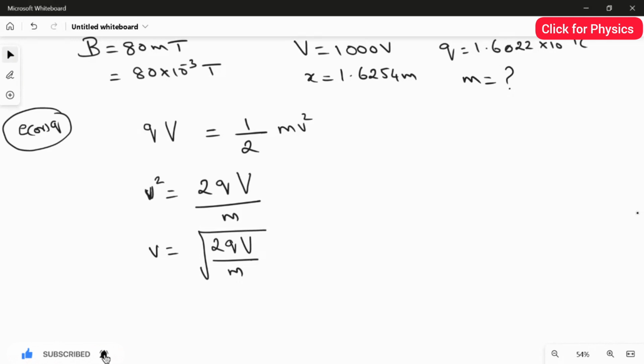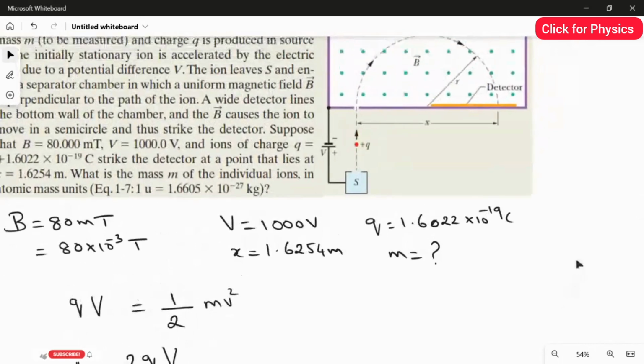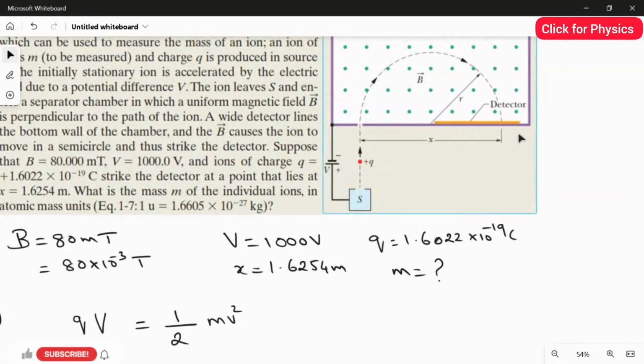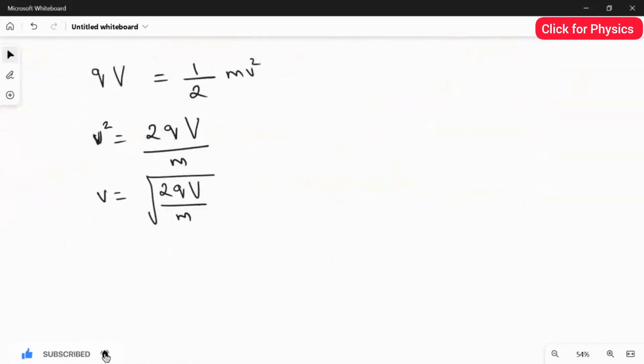Now if you go back to the diagram, it is a semicircle, so that means it has a radius, am I right? It is half of a circle. So we have the formula for the radius. What is the formula for the radius calculation? Just recall what you studied in the theory. The radius formula is mass of the ion multiplied by the speed of the ion divided by the charge multiplied by the magnetic field.